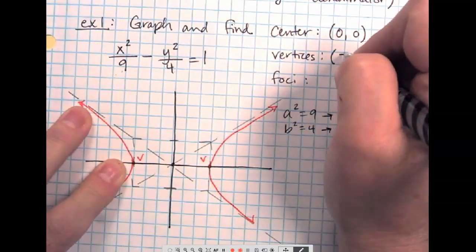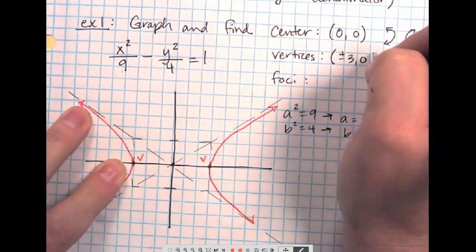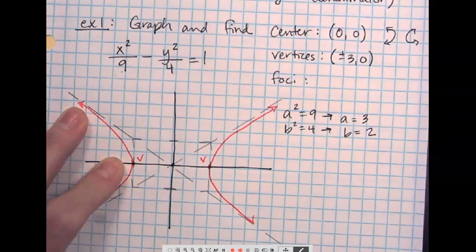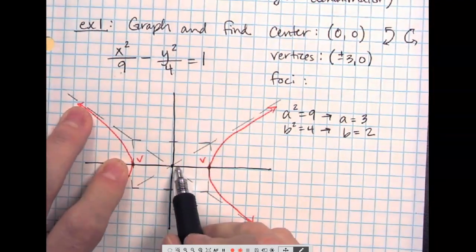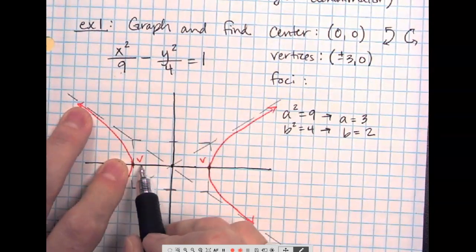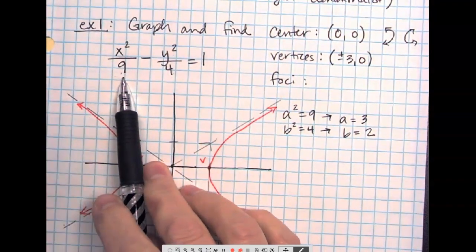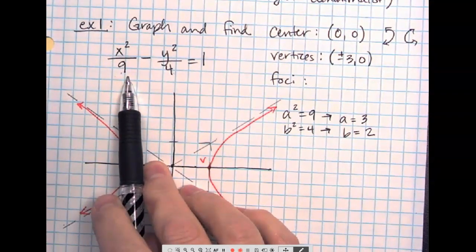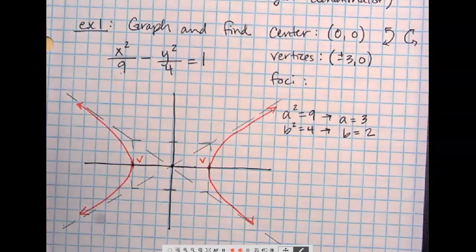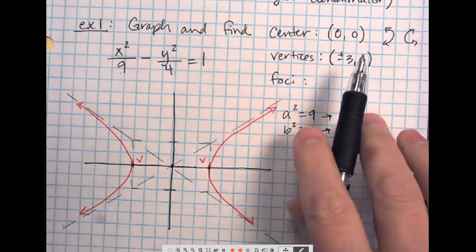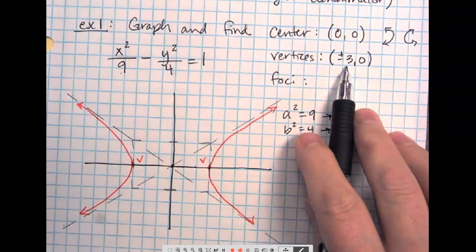And I'm going to do that since someone was already asking about that. Because I went over 3 and over 3. And the reason I went 3 is because there was a 9 under the x term, and the square root of 9 is 3. Okay, so you can write out 2 ordered pairs or write it that way.